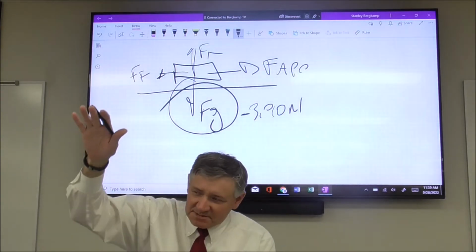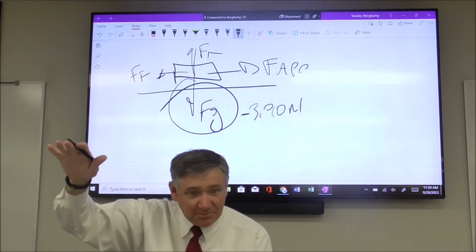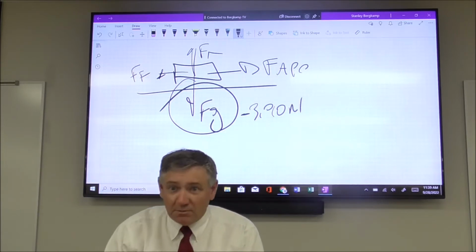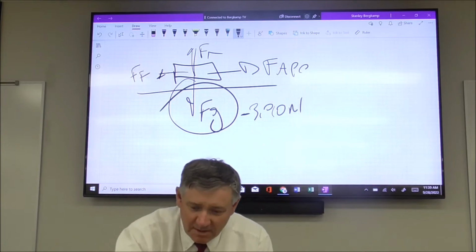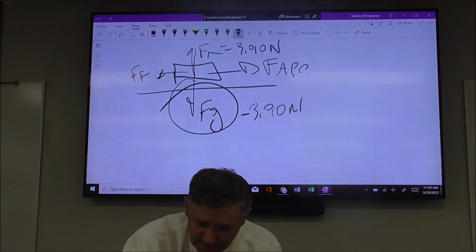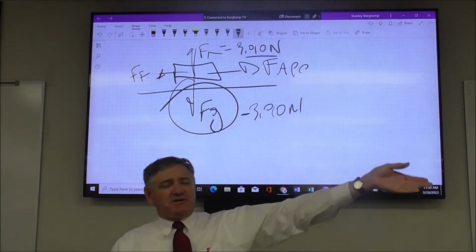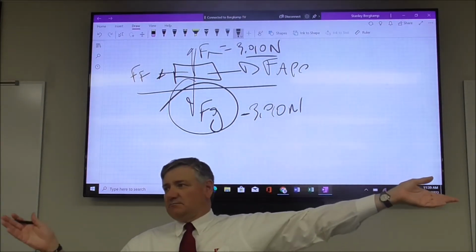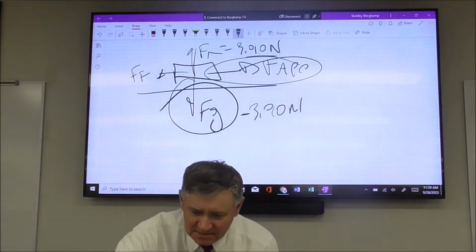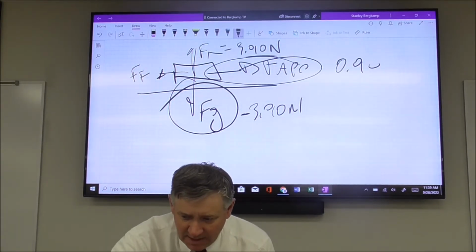Okay, so you got a negative 3.9. So what keeps that block from falling towards the center of the earth? Normal force, right at the table. So do not make this difficult or complicated. It's just going to be the opposite of your gravitational force. Okay, that's it. Now, you measured the applied force, which I'm guessing might have been something around 0.90 newtons.